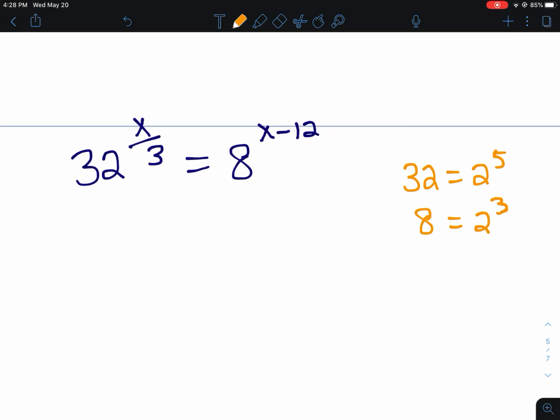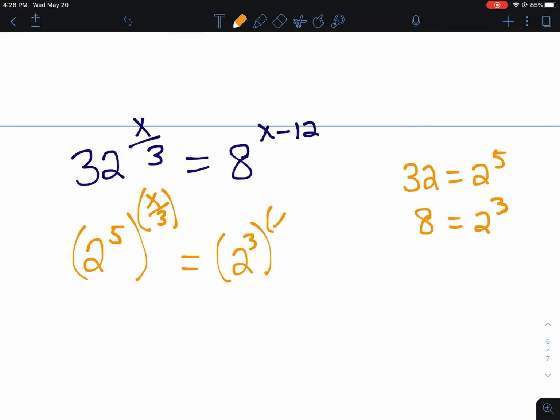So what we're going to do here is rewrite both of these. 2 to the 5th for 32, and then it's raised to the x over 3 power. 2 to the 3rd for 8, raised to the x minus 12 power. So when we have a power to a power, then we're going to multiply. So it becomes 2 to the 5, and treat this like 5 over 1, right? So we're multiplying straight across.